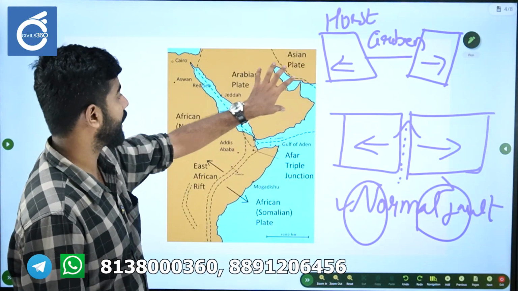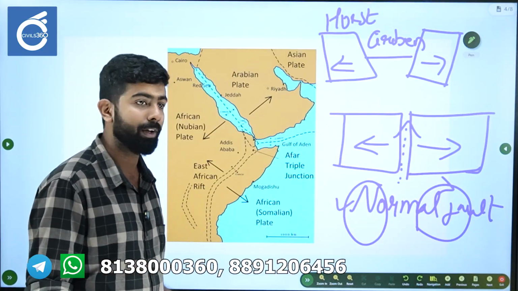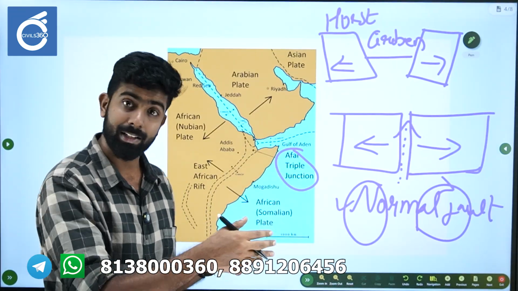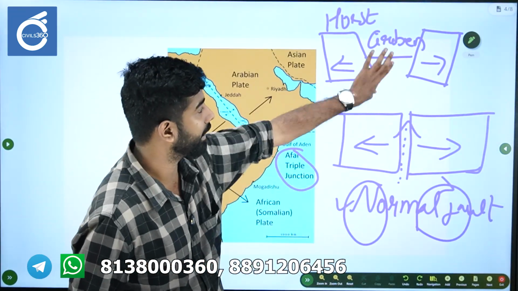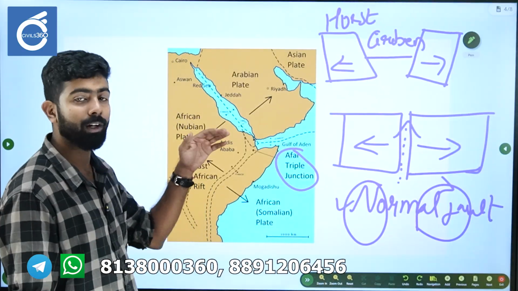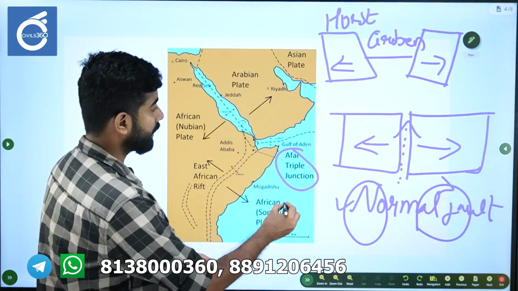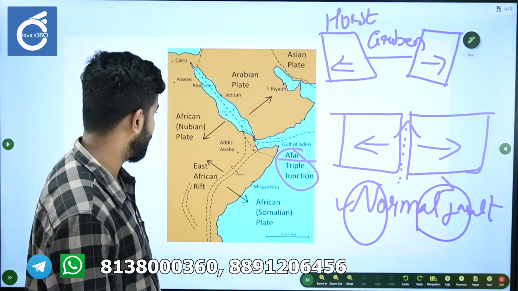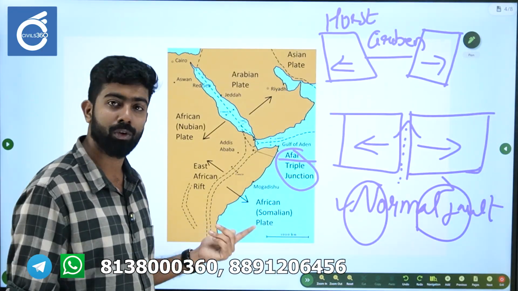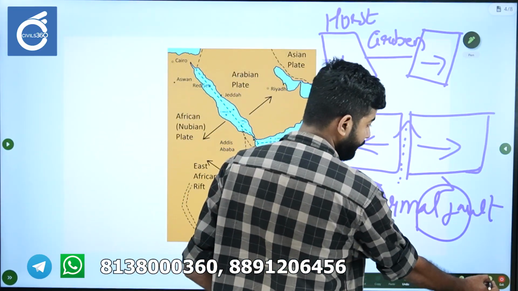So remember, the Arabian plate, the Nubian plate, and the Somalian plate are moving away from each other. That is why it's called the Afar triple junction, right? It's a triple junction of three plates, and they are moving away from each other, and it creates a volcano. The magma will come to the surface, right? Another important point is that the Afar region is here, and this is known as the East African Rift Valley. The East African Rift Valley is also created because of this plate interaction.